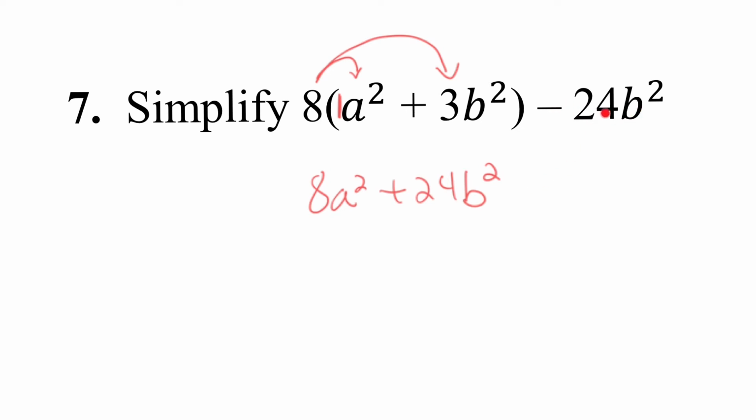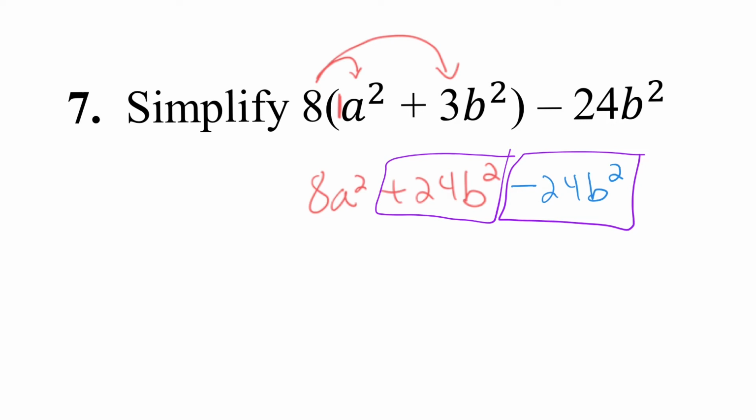Now, the last term, the minus 24b squared, is not inside the parentheses. So you just bring it down. You're not going to multiply. And we have a minus 24b squared. We do have like terms again. Positive 24b squared and negative 24b squared. They have the same coefficient, opposite signs, so they cancel. Positive 24 minus 24, that's 0. So all we have left is the 8 and the a squared.